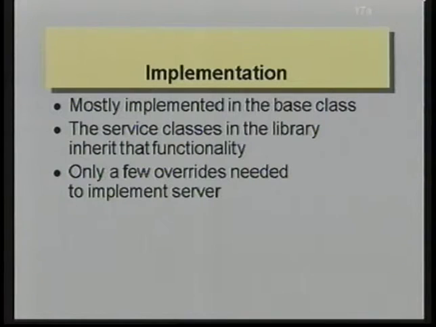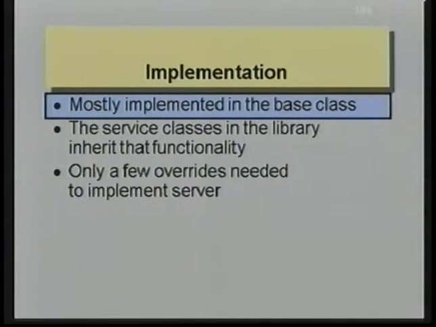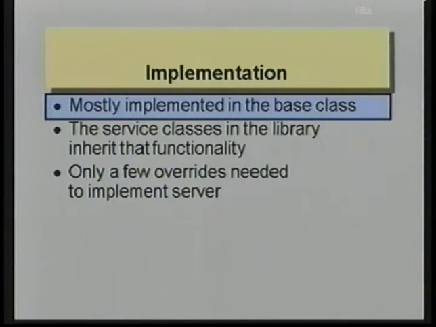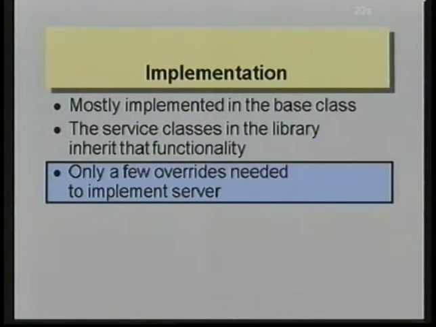Another issue is how difficult it is to implement this contract checking in a class library, because if you're a class library implementer, that would be of interest to you. And the answer is you can implement most of the machinery for doing this contract checking in the base class. So all of the different service classes in the library can inherit that basic functionality from this base class. And when you are implementing a new server, you only need to override just a few methods, 2 or 3 methods, to enable all this mechanism to work.